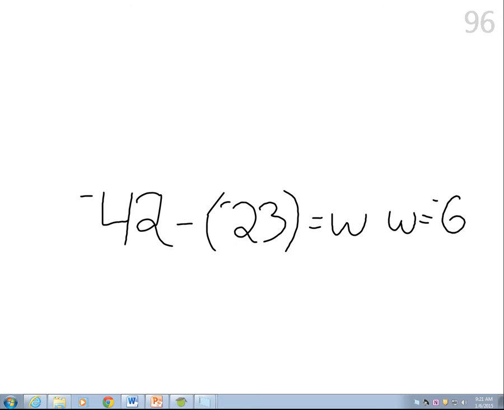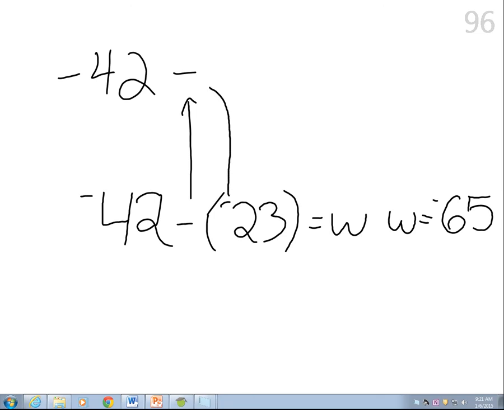Negative 42 minus negative 23 equals W. She got that W equals negative 65. And to rewrite this the way that we had it before, we have negative 42. We have a negative, so we have something this shape. Then we have another negative, so it's going to turn 90 degrees like that. 23. So we have negative 42 plus 23.